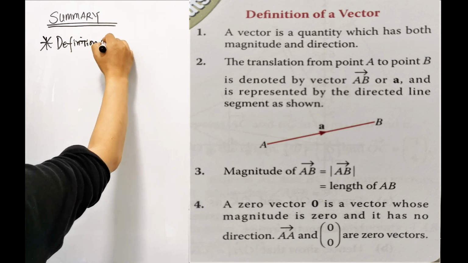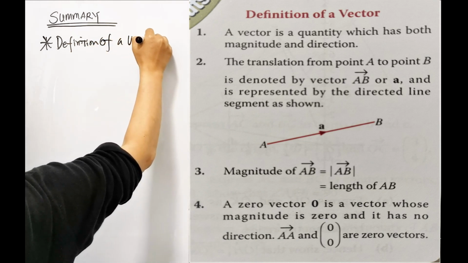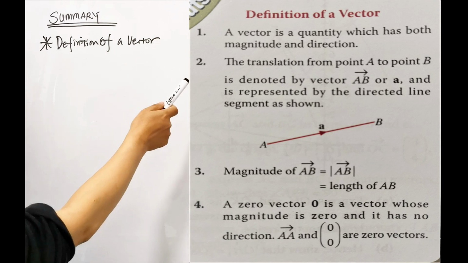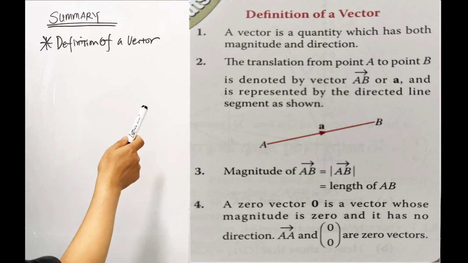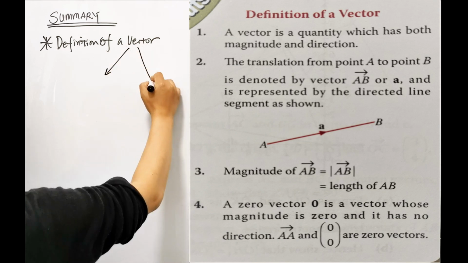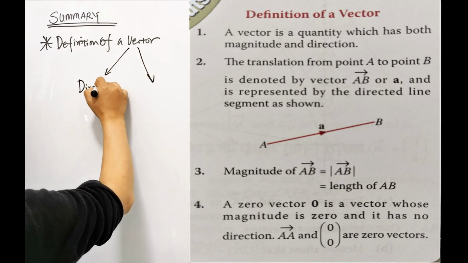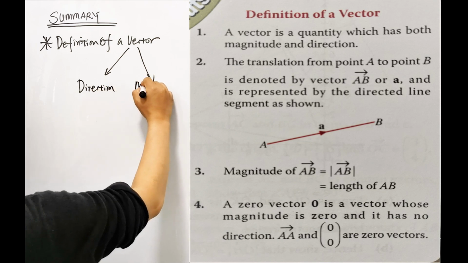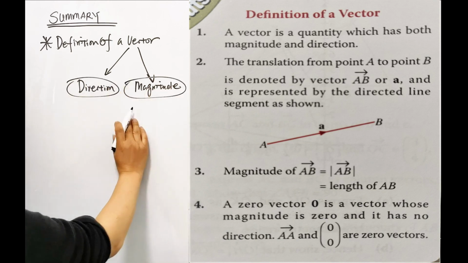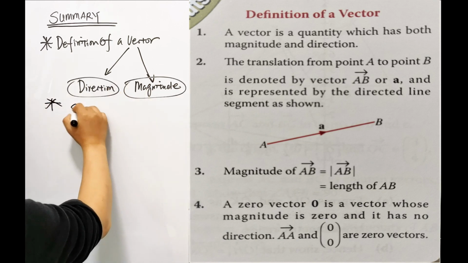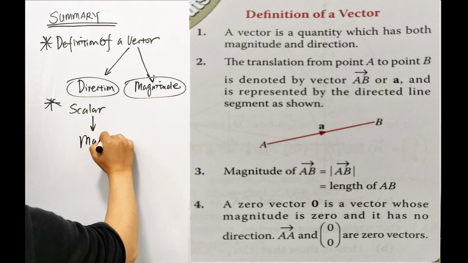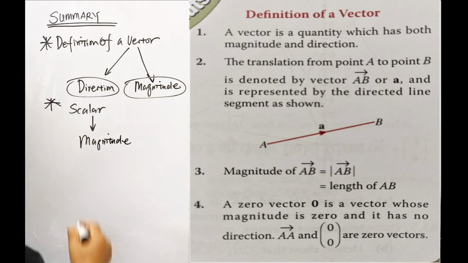Definition of a vector. So basically, a vector is a quantity which has both magnitude and direction. So this is the key. A vector has one direction and the magnitude. They have these two attributes, right? Which is different from the scalar. Scalar only has what? Only has the magnitude. So that is the difference, right?